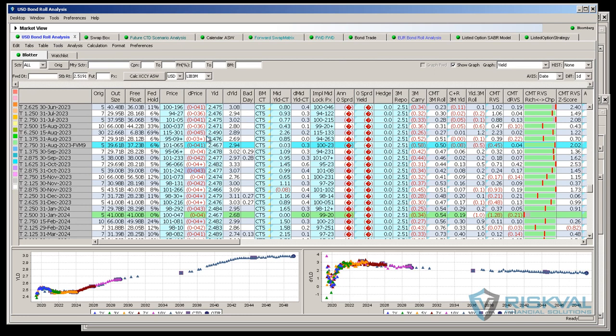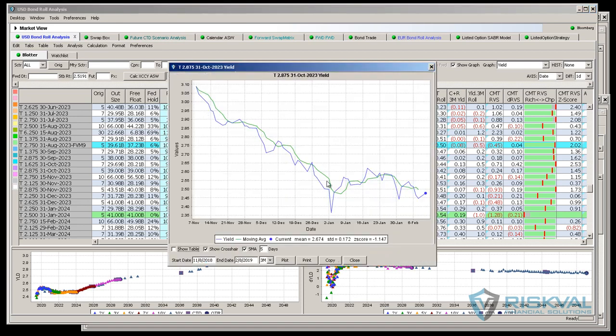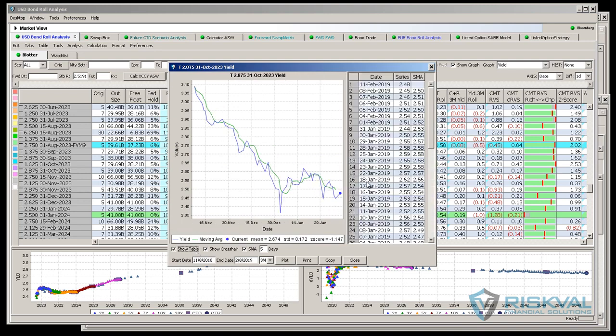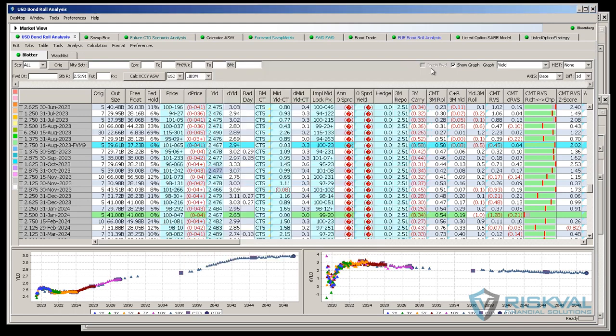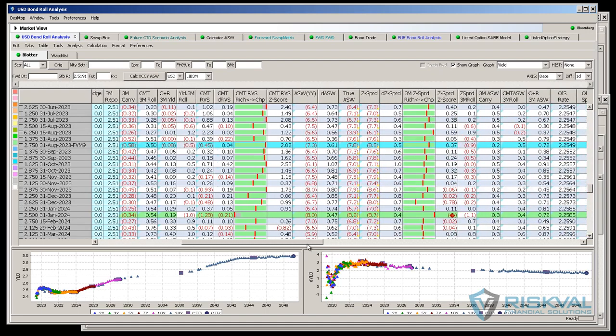And throughout the application, you can quickly access this historical data anytime you see a cell with a light blue triangle. So for bond yield data, I can double click to see the history, and I can export any data to Excel or simply copy paste to analyze it. The beauty of RiskVal's historical data is the breadth of derived data that we use to support trading decisions.